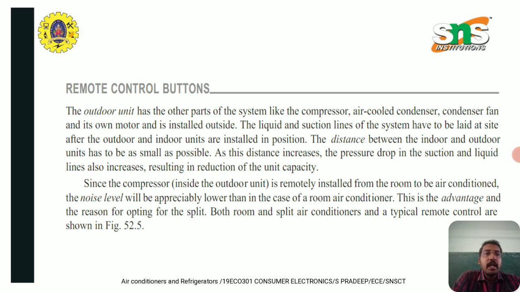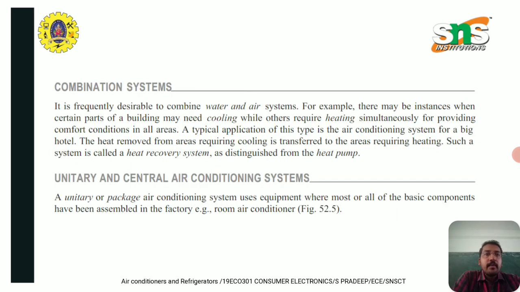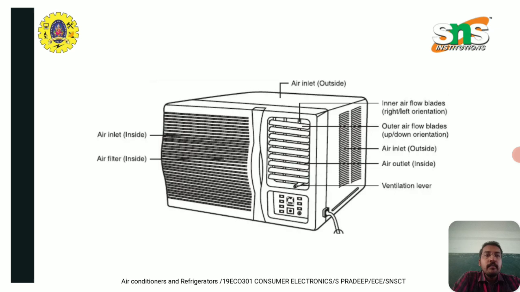Both room and split air conditioners and a typical remote control are shown in the following figure. Here, a unitary or package air conditioning system uses equipment where most or all of the basic components have been assembled in the factory. Air conditioning and refrigeration shows this in the figure.